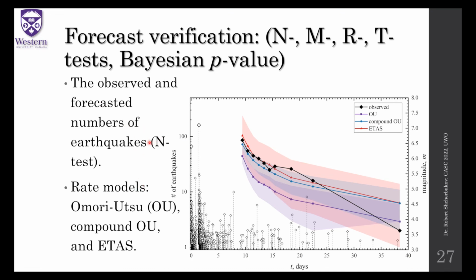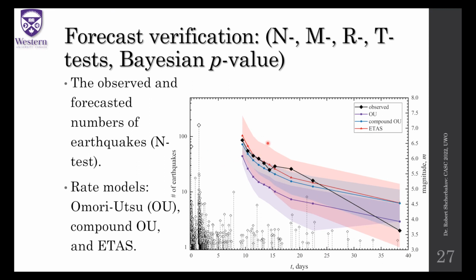Here I'm illustrating the application of the M test. Basically, the M test examines to what extent we can forecast the number of events above a certain magnitude during each forecasting time interval. Here is an example, again, of the Ridgecrest sequence in California. The black symbols indicate the actually observed number of earthquakes during those forecast time intervals. This is a retrospective type of analysis. You can see that the ETAS model describes those numbers pretty well.